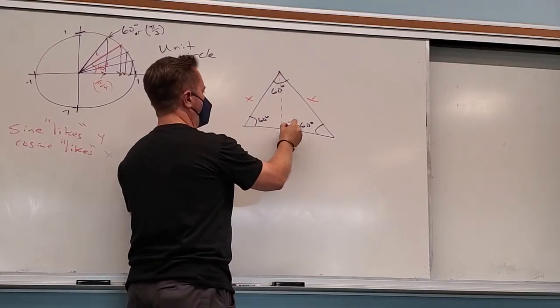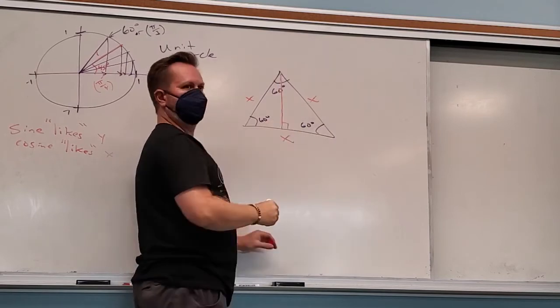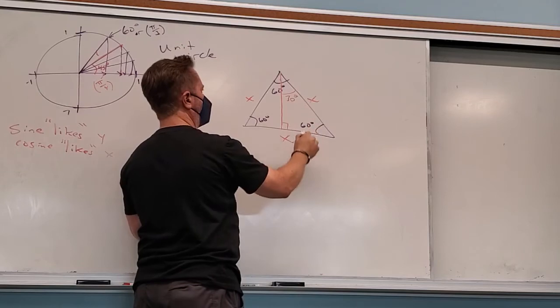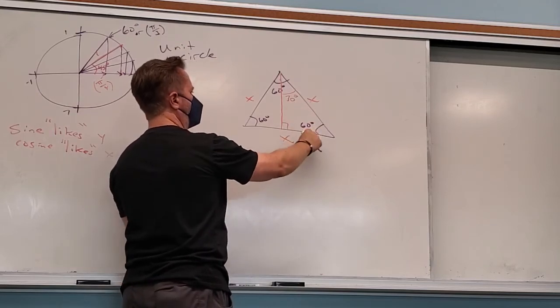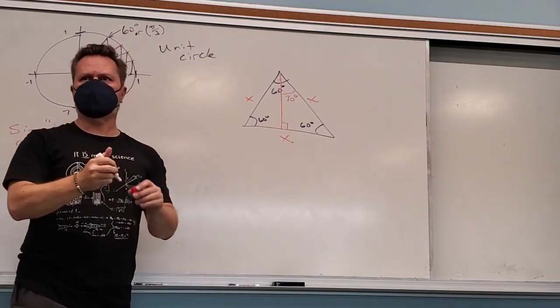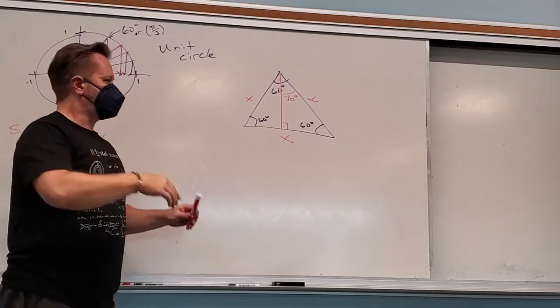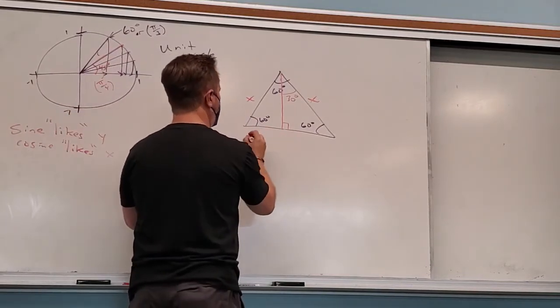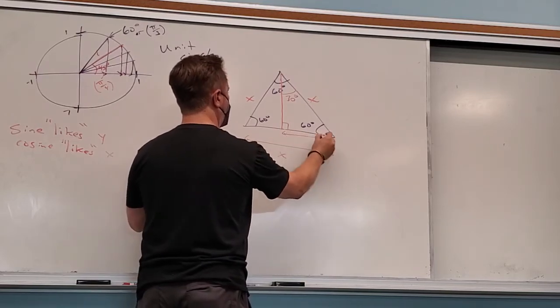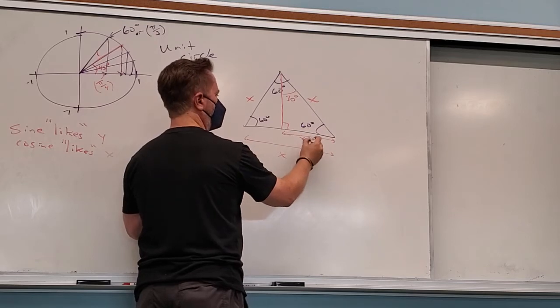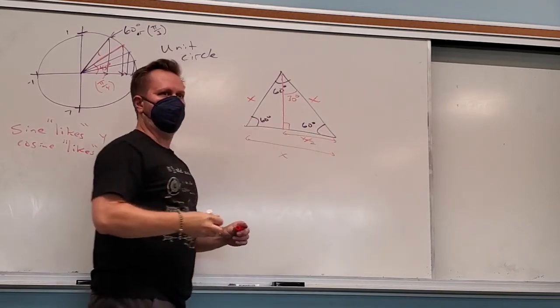Didn't I just make a right triangle? What's this angle here? 30. Does that jive? 30, 60, 90? Yeah, in fact, some of you guys might remember 30, 60, 90 triangles. Okay, so this is x, this whole thing is x. So how long is this? X over 2, because I cut it in half, right?